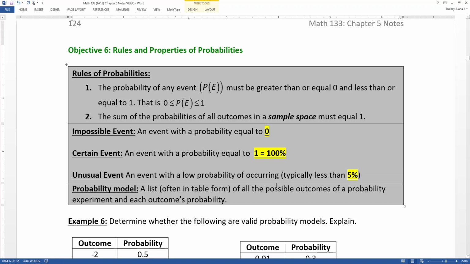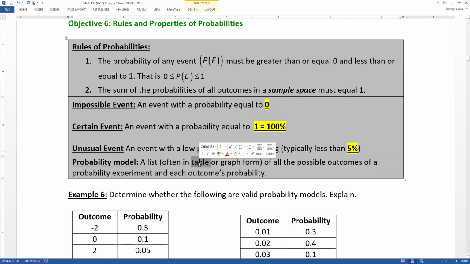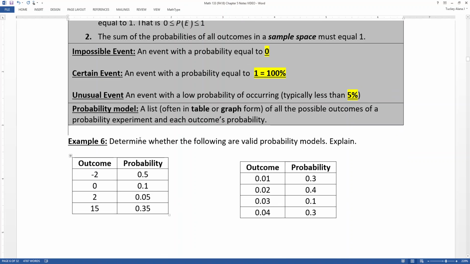Now, a probability model is going to matter to us because we want to take these ideas that we're dancing around, probability of this, probability of that, and we want to systematize it. We want a table or a chart. Sometimes it'll be a graph, I should add, or a graph form, where we can see all the probabilities and their outcomes. So these are both tables.